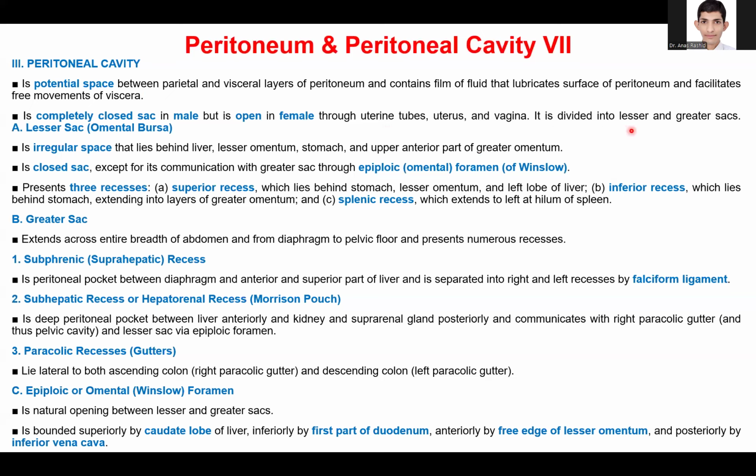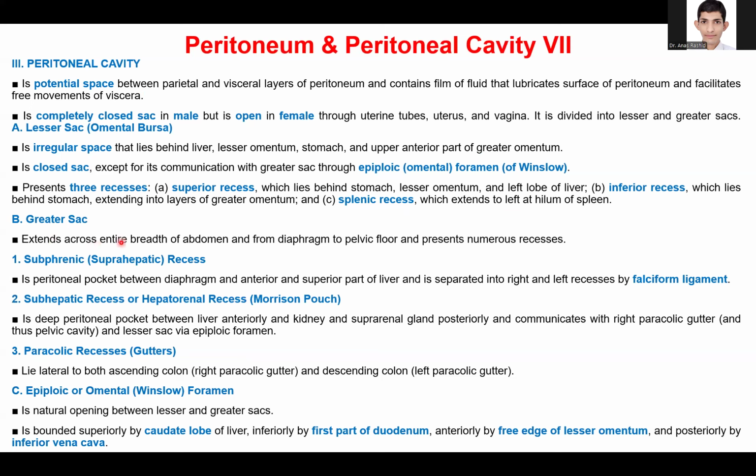It is divided into lesser and greater sacs. Lesser sac, or omental bursa, is an irregularly shaped space that lies behind the liver, lesser omentum, stomach, and upper anterior part of the greater omentum. It is a closed sac except for its communication with the greater sac through the epiploic or omental foramen, or foramen of Winslow. It presents three recesses: the superior recess, which lies behind the caudate lobe of the liver; the inferior recess, which lies behind the stomach, extending into layers of the greater omentum; and the splenic recess, which extends to the left at the hilum of the spleen.